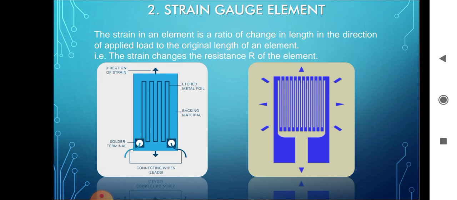Strain is a ratio of change in length in the direction of applied load to the original length of element, right? So strain gauge means the force which we have applied, and some displacement will happen in the strain gauge. So that displacement will be converted into an electrical quantity. So it is nothing but the measure of strain.